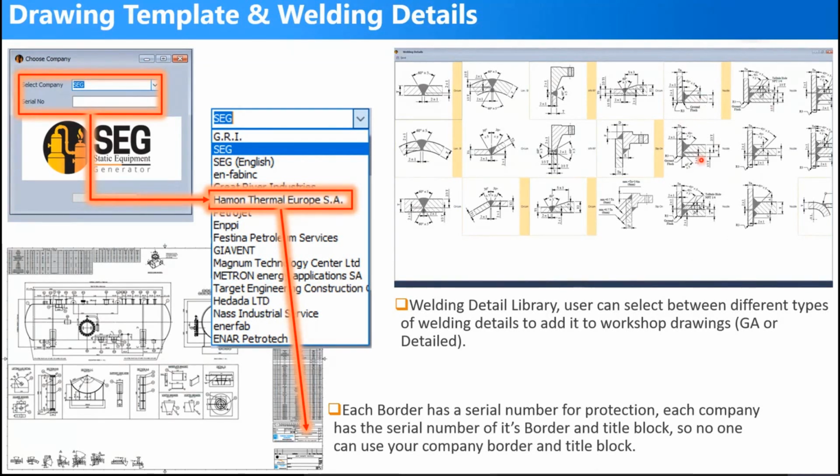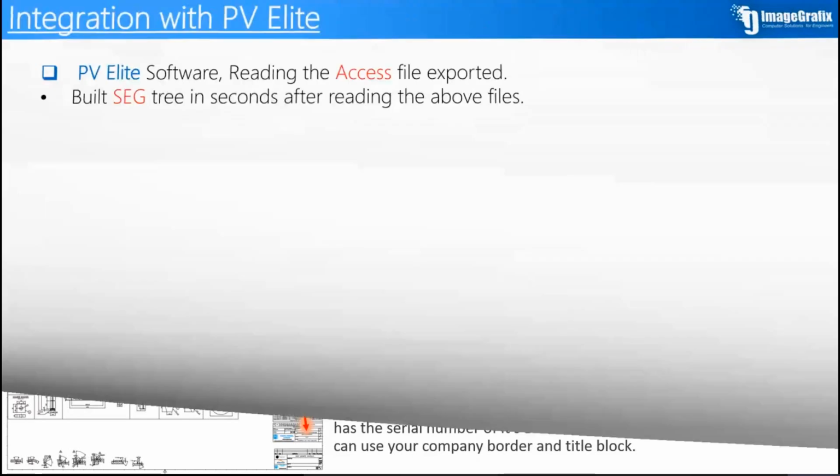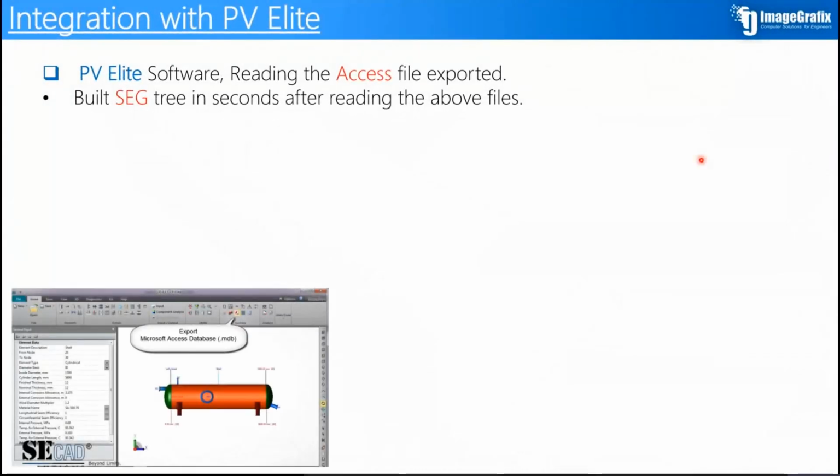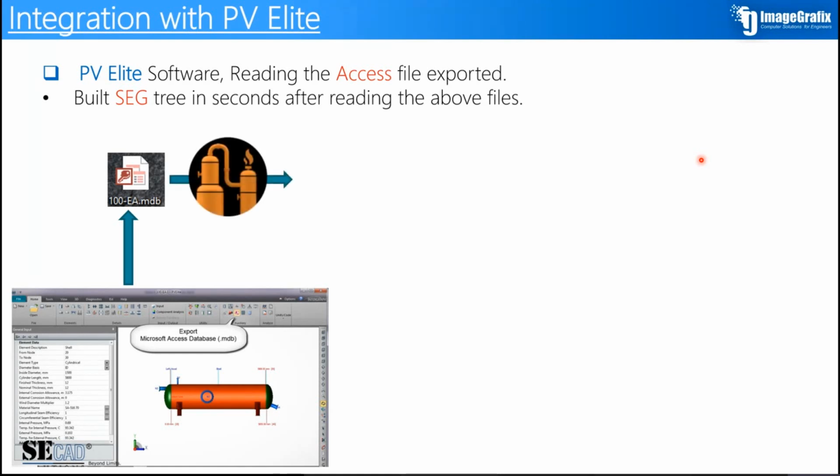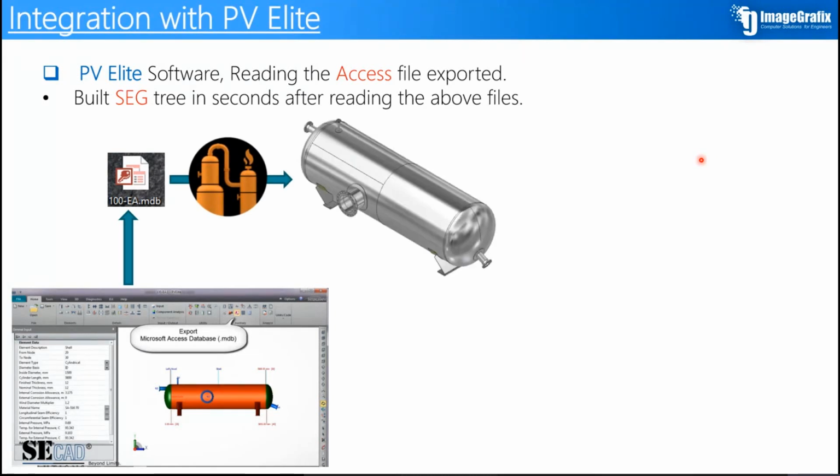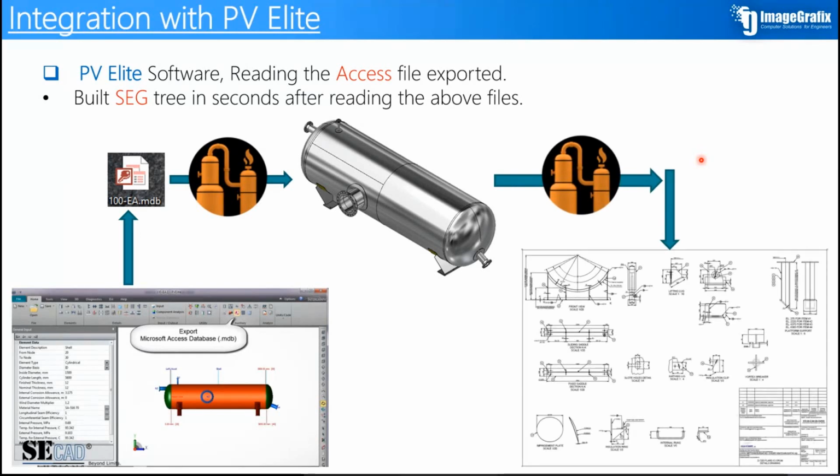Okay. Here, that's the BV-Elite integration tool. In BV-Elite software, you will export the MDB file, which includes some data of your equipment. And by using SEG software, we have the ability to read this MDB file and convert it to a 3D model in Autodesk Inventor. After that, you will be able to generate your drawings for this equipment. Here in this quick video, we will discuss how we can do that.